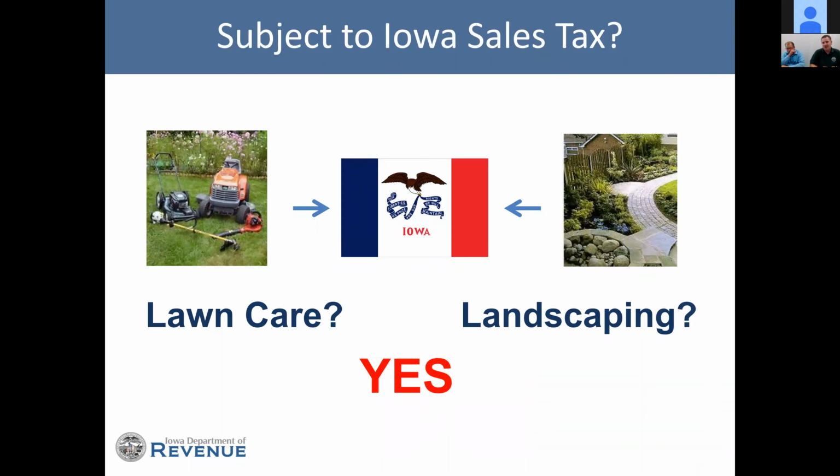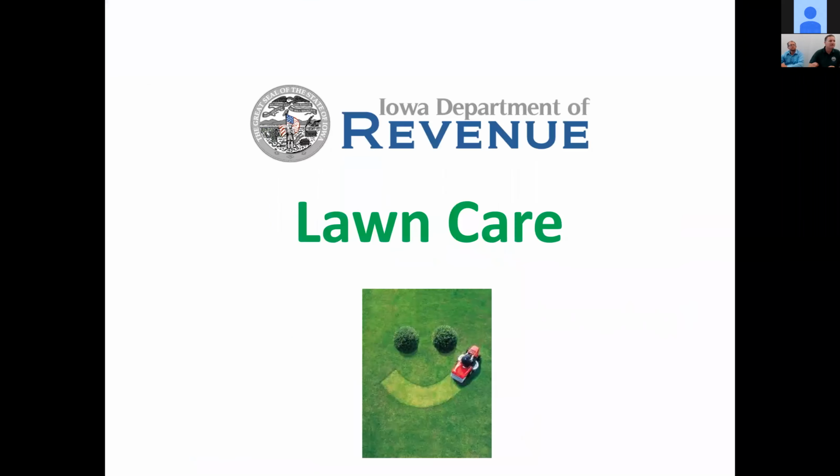A couple of services that are on that list would include lawn care and landscaping. So that's what we're going to talk about here today. These services are subject to sales tax. We've got exceptions too, and we'll go through some of that throughout the webinar here today over the noon hour. First of all, we're going to start off by talking about lawn care services. And we've got a little picture of somebody mowing a design into a lawn here, just to get us started.